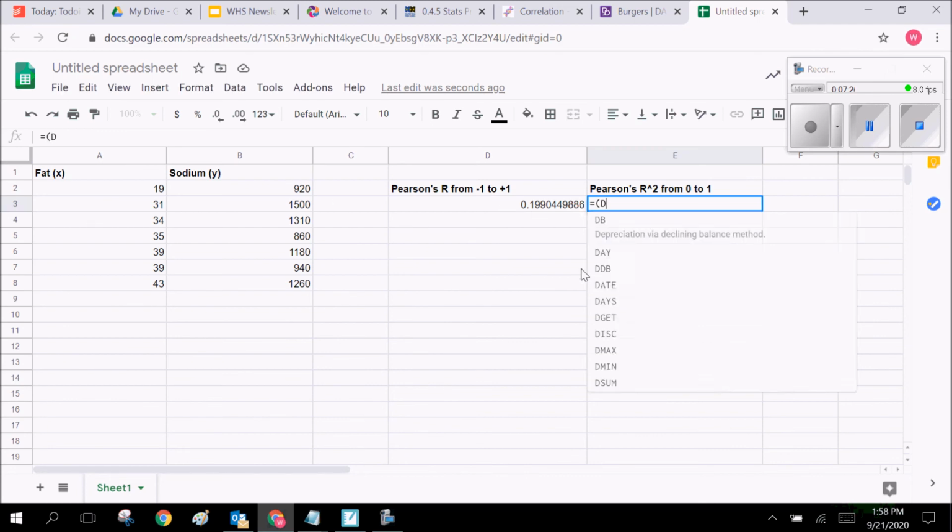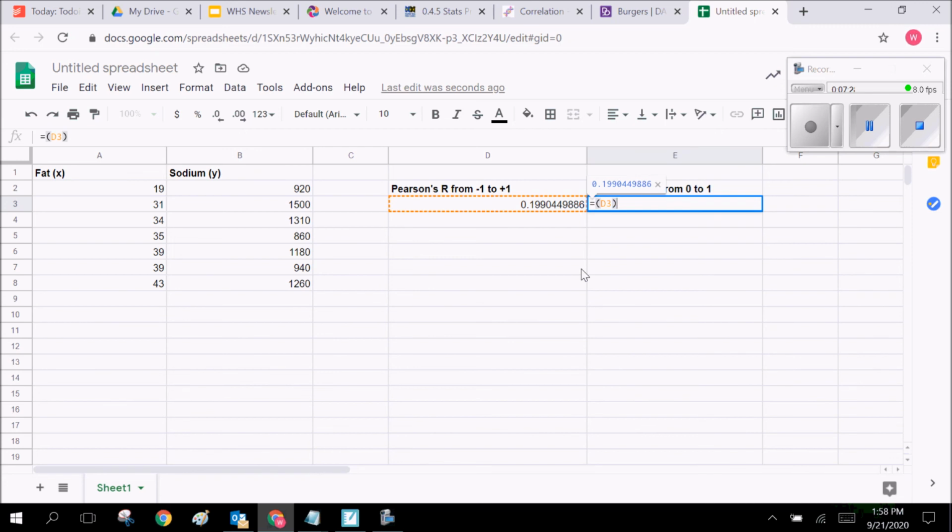So I'm going to put D3 in parentheses, and all of a sudden you're going to see it light up, right? Now, if I press Shift and 6, I should get this little caret key. That's the key that you use to indicate an exponent. And then, of course, because it's squared, I'm going to put a 2. And boom, we get Pearson's R-squared.